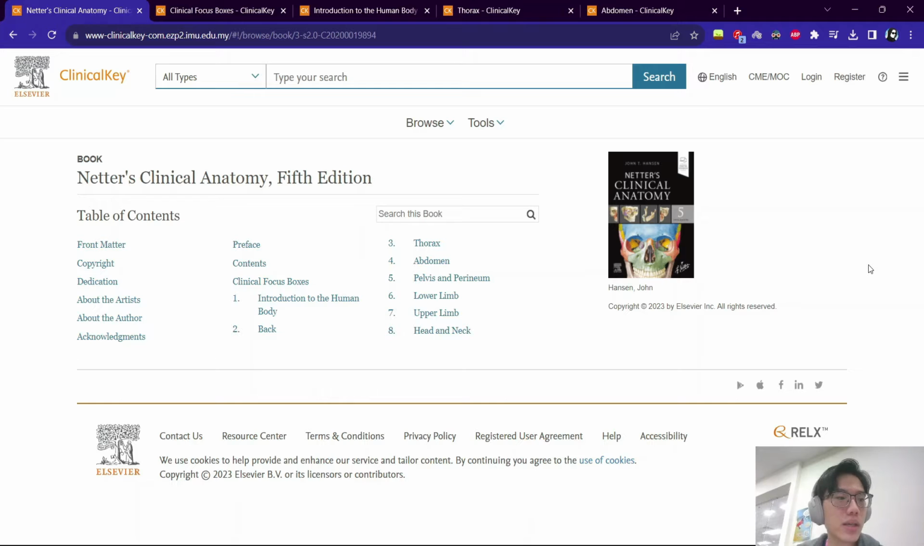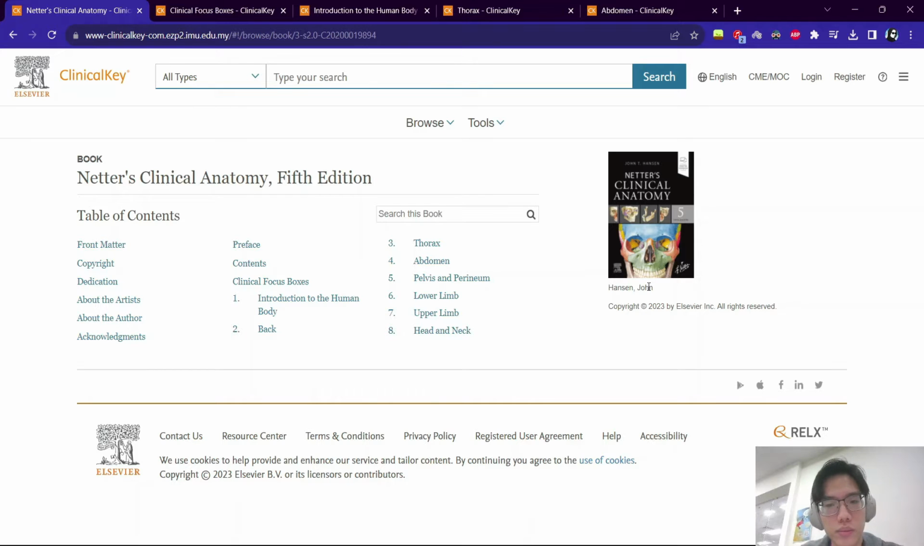So let's start with the basics. This book is a remarkable book authored by Hansen and John, a renowned expert in the field of anatomy. It is available in the IMU library in the eBook format in the clinical key, which can be accessed through the library's portal.